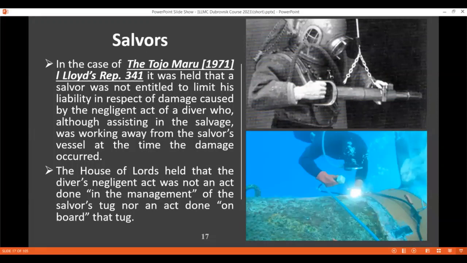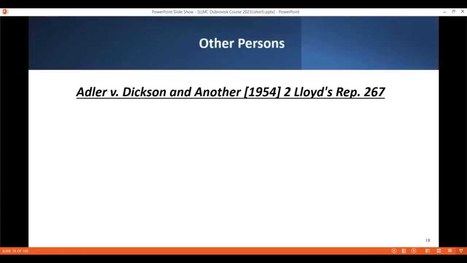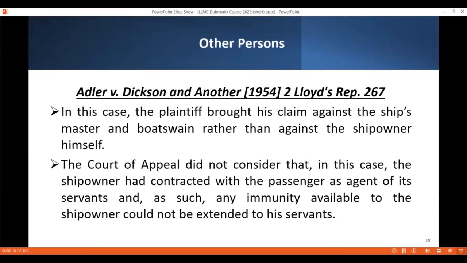When the claim came before the House of Lords, they said, just a minute, this did not happen on board the ship, the salvor was underground, and this did not happen in the management or operation of the salvor tug, so limitation of liability does not apply, because it was only for ship owners. Now, the convention, to cater for this, mentions salvors as having an express right to limit liability.